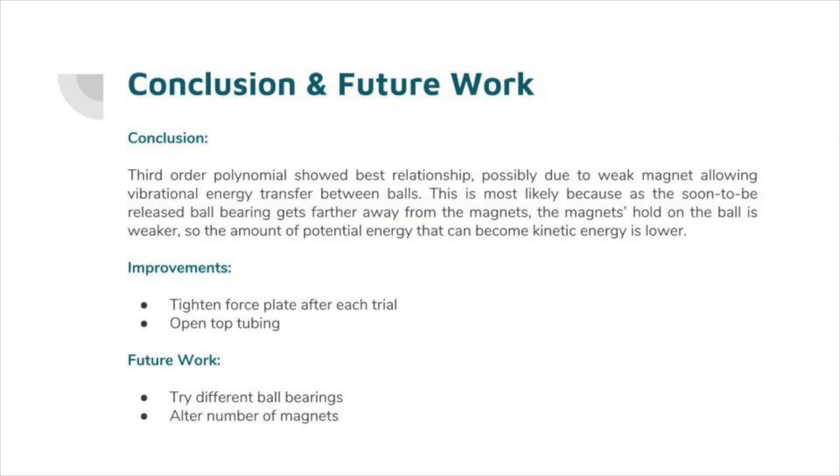In conclusion, the relationship was best modeled by a third-order polynomial, possibly due to the weak magnet allowing vibrational energy to transfer between the balls. This is most likely because as the soon-to-be-released ball bearing gets farther away from the magnet, the magnet's hold on the ball is weaker, so the amount of potential energy that can become kinetic energy is also lower.